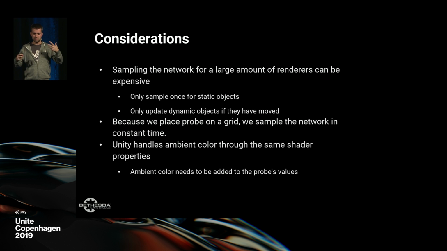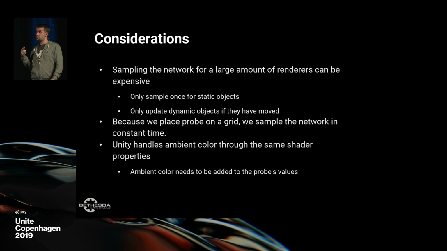So some considerations for this. This system worked really well for us, but there are a few key details to mention. The process of sampling the network for every object can get pretty expensive if you have a lot of objects in your scene. But you should be careful about not sampling the network if you don't need to. So if a dynamic object hasn't moved since the last time you sampled the network, you don't need to do it again. Just leave the properties as they are. Same thing for static objects. Just do it once and then forget about them.